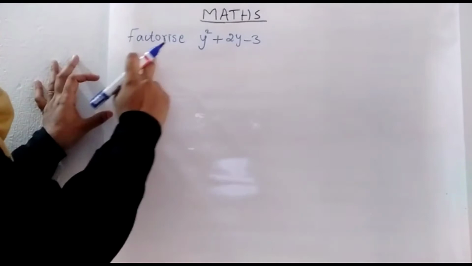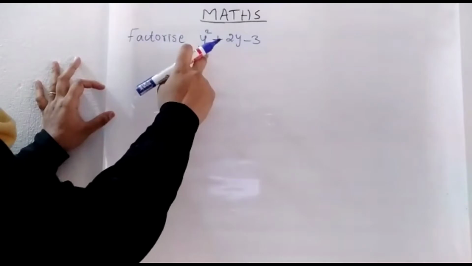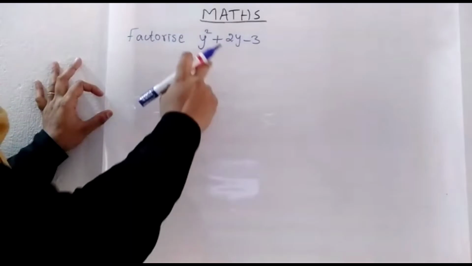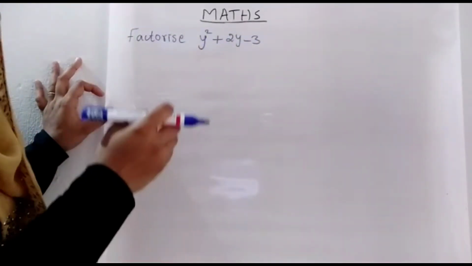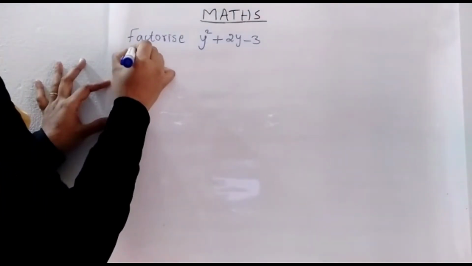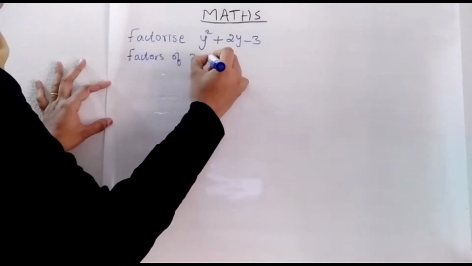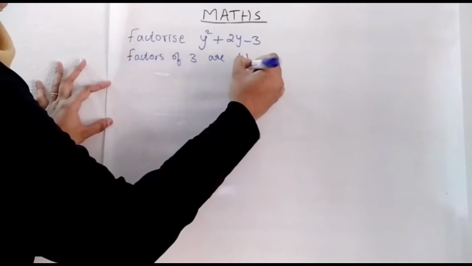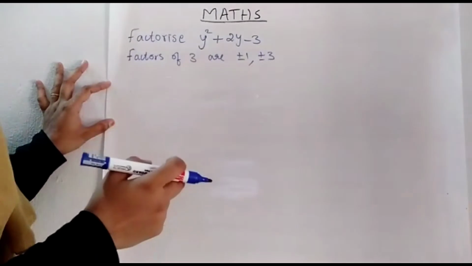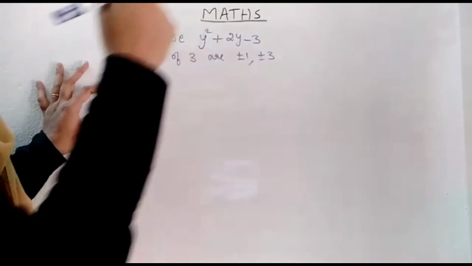Dear students, this is our question. Factorize y square plus 2y minus 3. This is a quadratic polynomial. Here the constant term is minus 3, right? So let's write the factors of 3 first. Factors of 3 are plus or minus 1, plus or minus 3. 1 and 3 are the only factors of 3. Then let's check P of 1, P of minus 1, P of 3, P of minus 3.